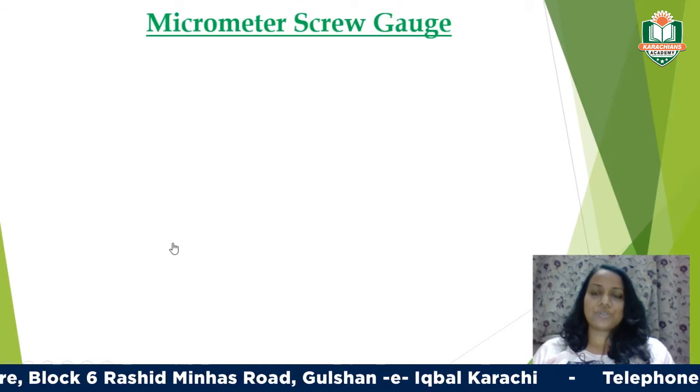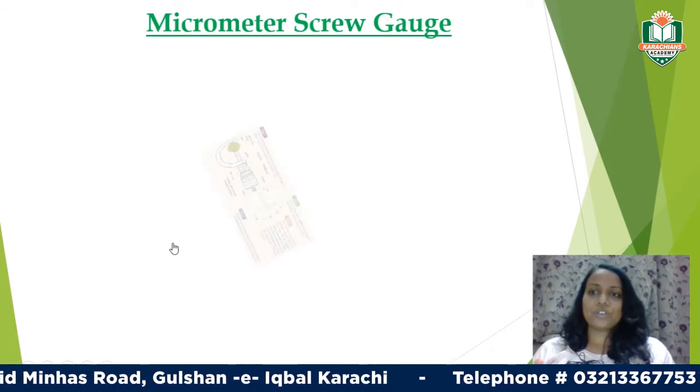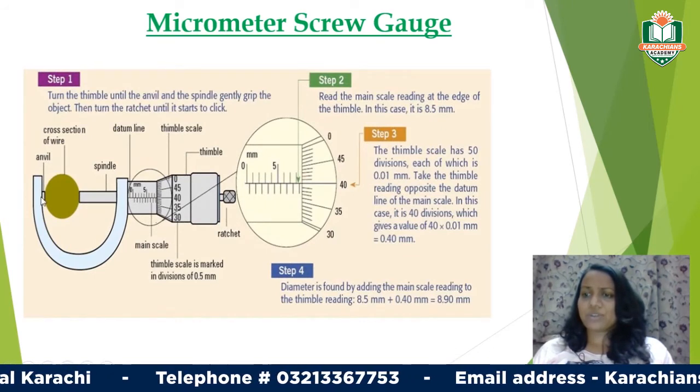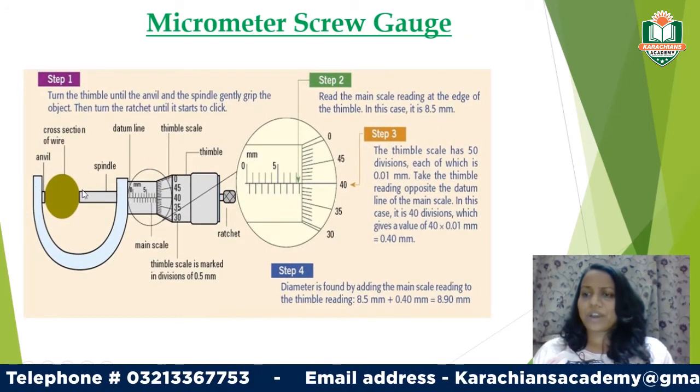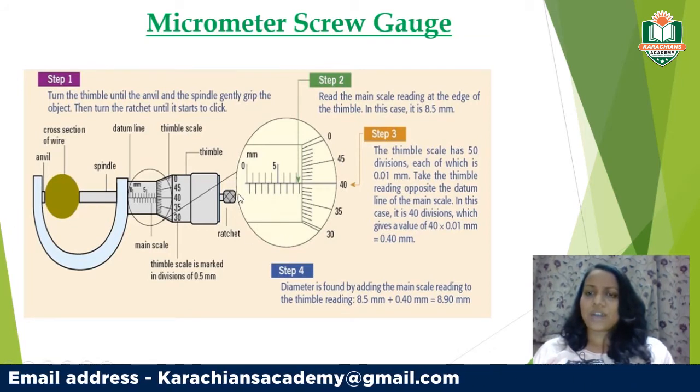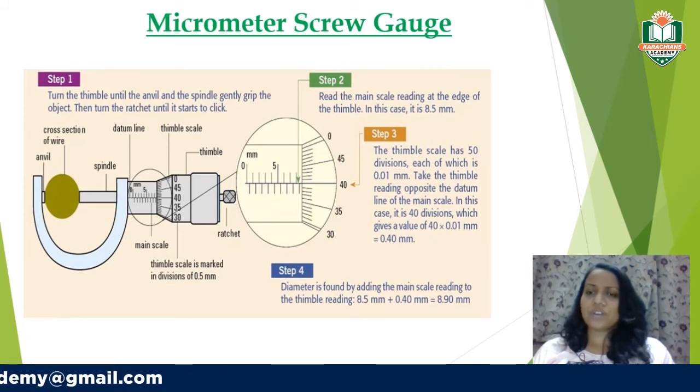Next, you have your micrometer screw gauge. Micrometer screw gauge looks like this. Okay, if you look at your diagram closely, this is a wire placed in the middle. You have your anvil and your spindle. This is the ratchet which is used for fine tuning, or when it's closed completely, you move this to make sure the object is placed firmly in between.